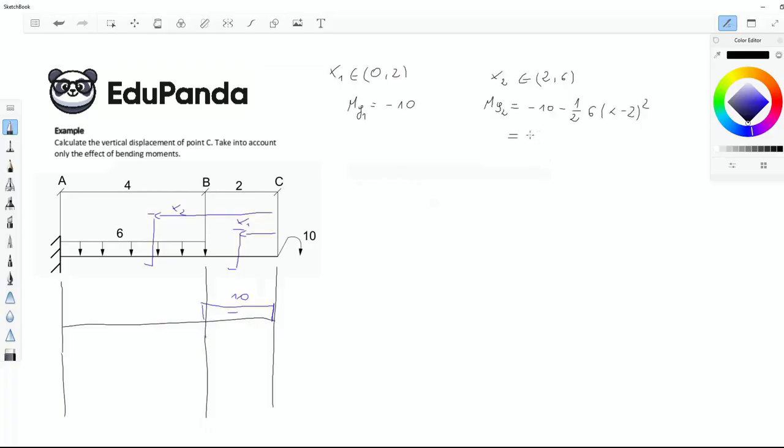We can slightly simplify it if we like: -10 minus 3 (x minus 2) squared. At the boundary points, we will still have -10, however, let's calculate Mg2 at 6. Let's quickly calculate using the calculator. It comes out to -58 kNm. Let's draw it. Of course, there will be a parabolic graph here. It doesn't make much difference.